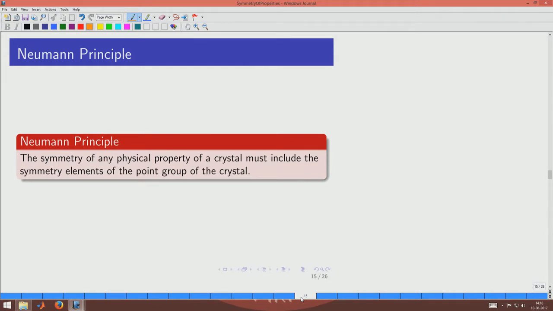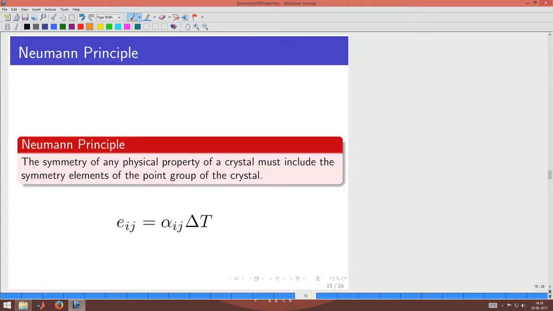What it implies is that when we had this particular equation, for example, let us take the thermal expansion coefficient, alpha. Now, the thermal expansion coefficient alpha should have only those elements which are allowed by the point group of the crystal for which we are writing this alpha. So, it may not have all the 9 elements, it may have less than 9 elements depending upon the kind of symmetry that is there.